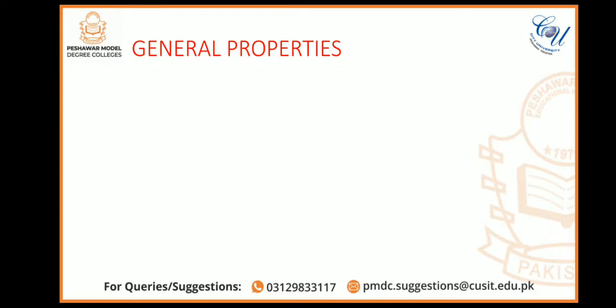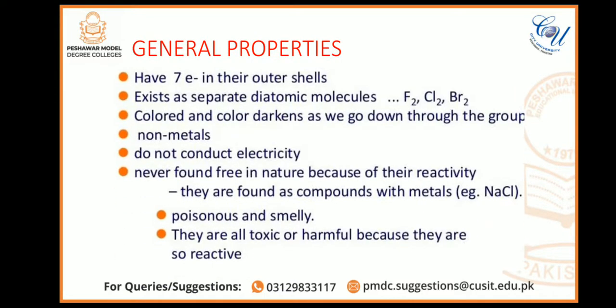So let's discuss the general properties of halogens. They have 7 electrons in their outer shells. They exist as separate diatomic molecules. They are colored non-metals, do not conduct electricity, and are never found free in nature because of their reactivity. They are poisonous and toxic.